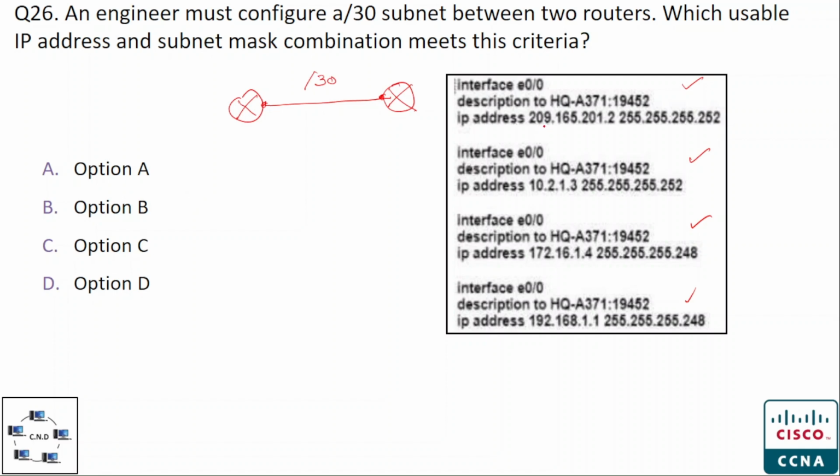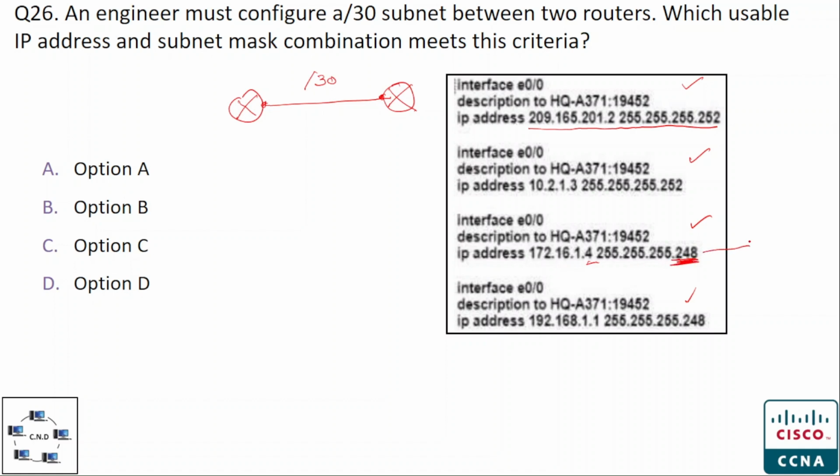So in option A we have 209.165.201.2, while the subnet mask is 255.255.255.252. In option B it is 10.2.1.3 and the subnet mask is again 252. In option C the IP address is 172.16.1.4 and the subnet mask is 248.